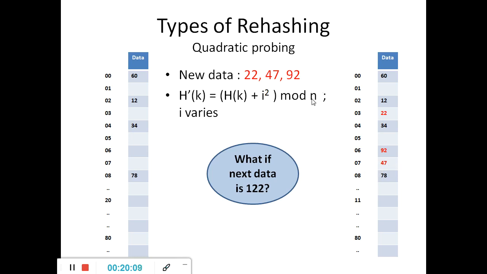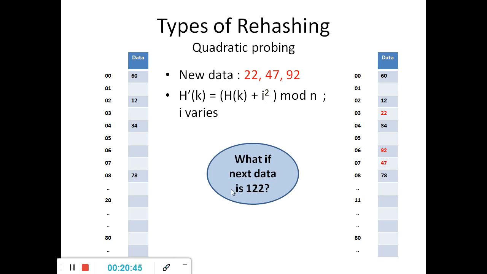92 mod 10 gets me 2. We go to this location. It is already taken. There is a collision. So what we do is we try to increment the value of i from 1 to 2. So 2 square is going to be 4. So whatever h of k we have generated, that is in this case 2, plus i square, that is 4, is done, and hence we go to location 6 and store the data. Well, it's a different story altogether if this location is also taken by some other data. The value of i keeps on varying continuously.